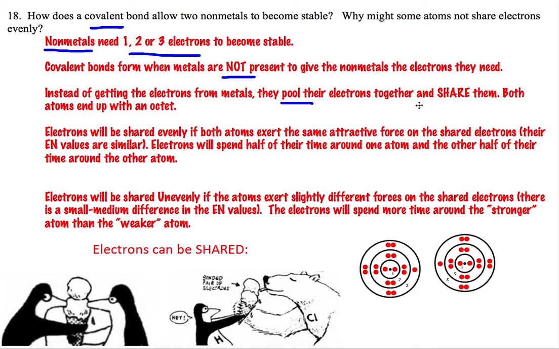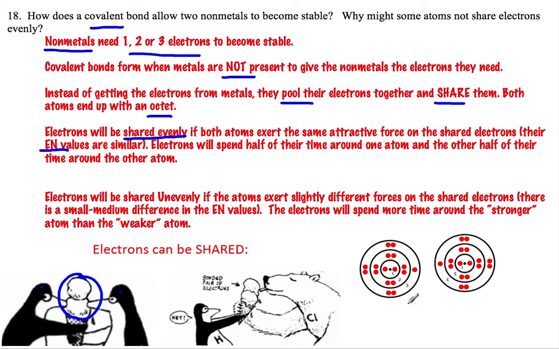They're going to pool the electrons together, they're going to share them, and all the elements are going to end up with an octet. Now, they're going to be shared evenly if both atoms exert the same attractive force on the shared electrons. So if this little penguin and that little penguin are equally matched, then they share the electrons together and they share them evenly. That means their EN values, which we'll see in a minute, their electronegativity values, are roughly the same. Electrons will spend half their time here, half their time there.